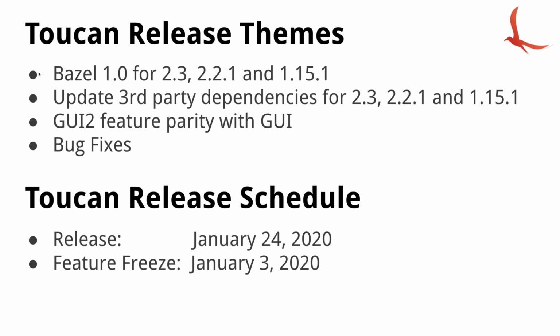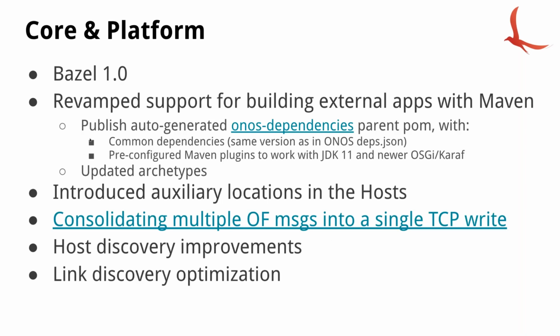As a reminder, the major themes for this release were to upgrade all of the long-term support releases to Bazel 1.0, as well as updating the third-party dependencies for all those long-term supports to the latest versions. GUI 2 was also slated to achieve feature parity with the old UI based on older versions of Angular, and of course to do various bug fixes. But that's about it. So with that in mind, let's dive into the base and core of the system.